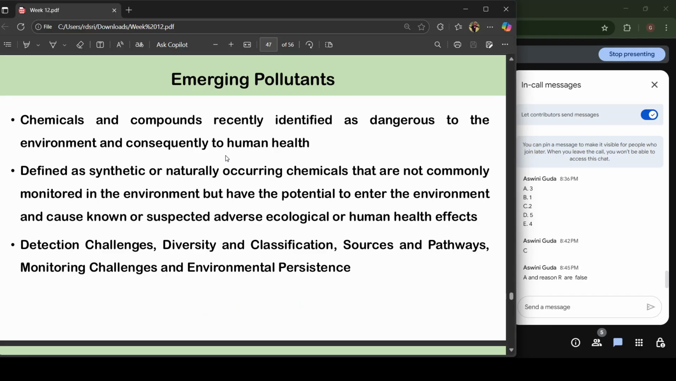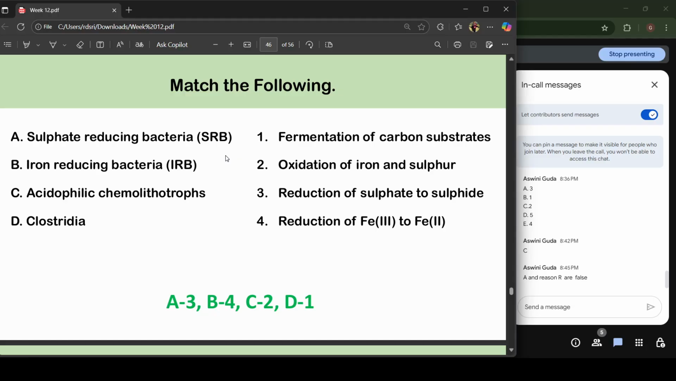Okay, so I think I directly displayed the answer here. So for sulfate reducing bacteria, there is going to be reduction. Iron reducing bacteria, again reduction of iron 3 to iron 2. Acidophilic chemolithotrophs are going to oxidize iron and sulfur both, and Clostridia takes up fermentation of carbon substrates.